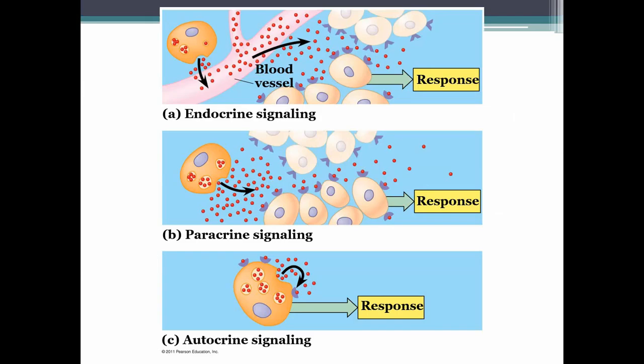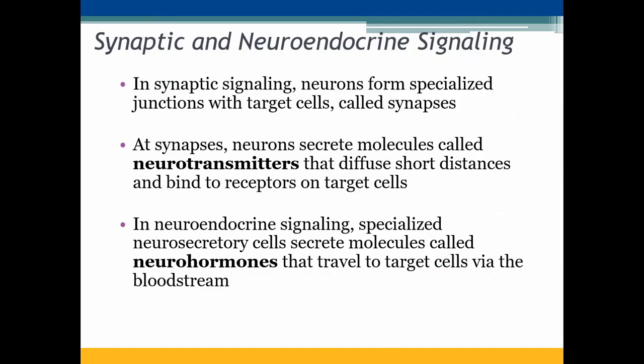This picture is again showing the endocrine signaling, paracrine signaling, and the autocrine signaling. In synapses, we have neurotransmitters like acetylcholine, dopamine, etc. And then we have neurohormones.